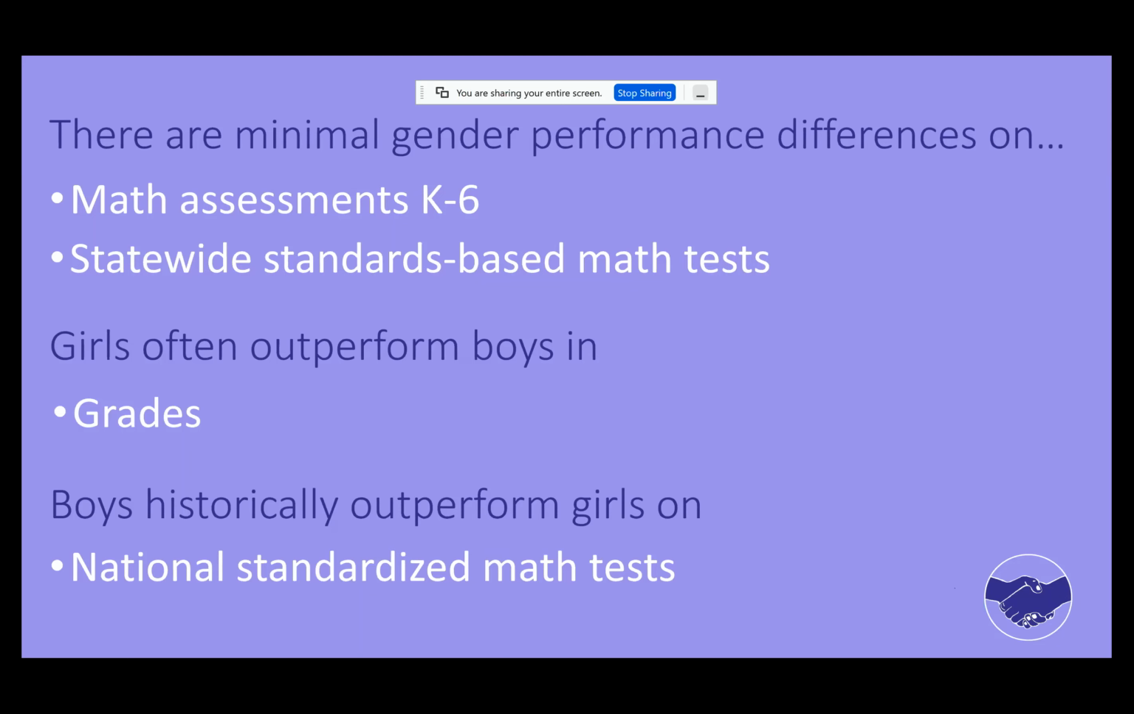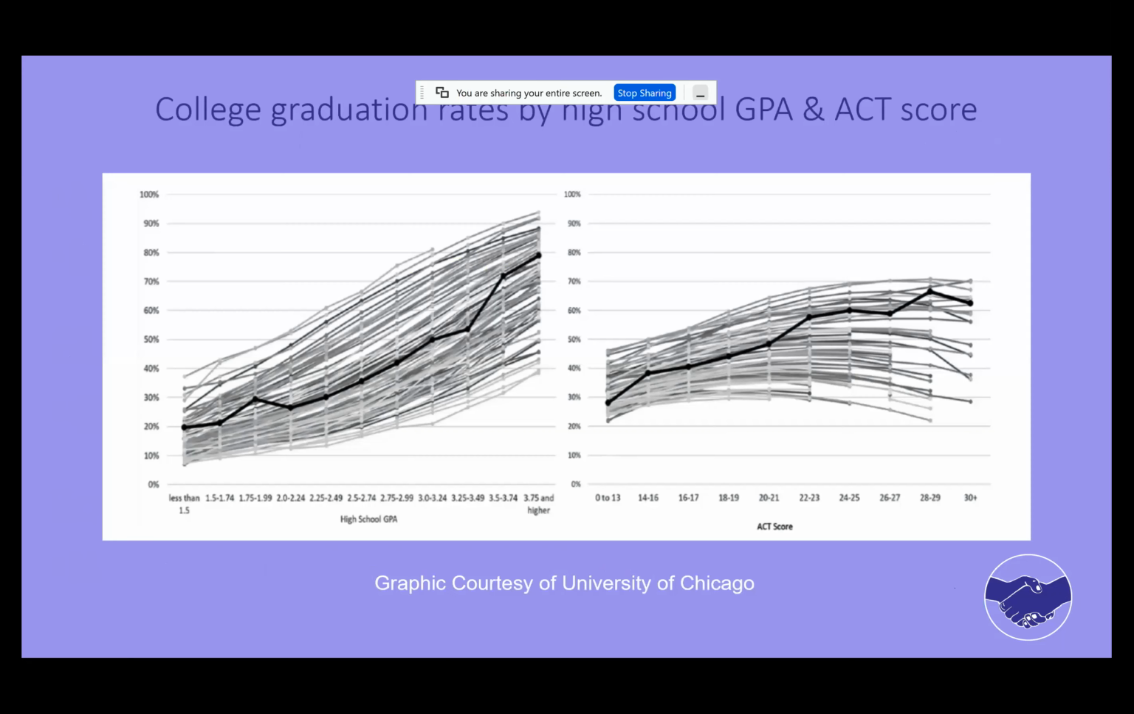And girls often outperform boys when it comes to grades in math as well. But boys are decided to be better at math than girls just because they perform better on national standardized math tests. And we can see that in our society, it's been determined that high school GPA is inconsistent because different schools with different socioeconomic statuses have different resources for their students, so they perform differently.